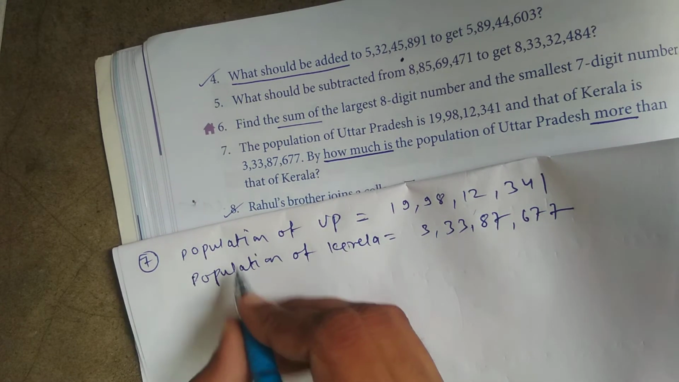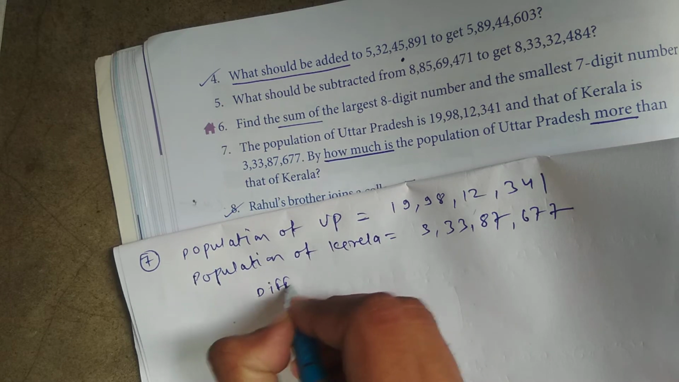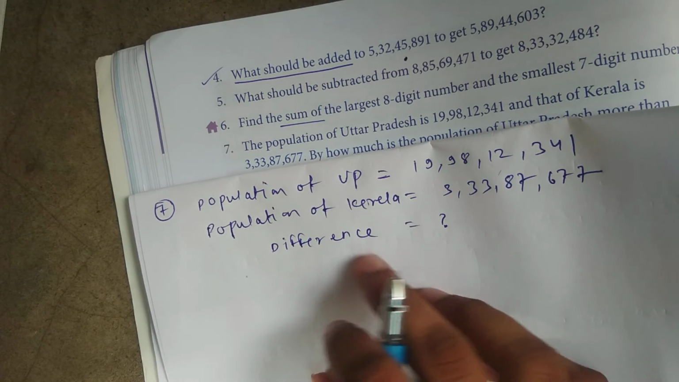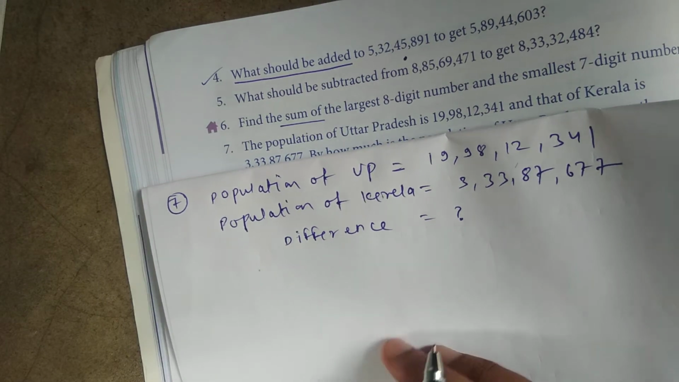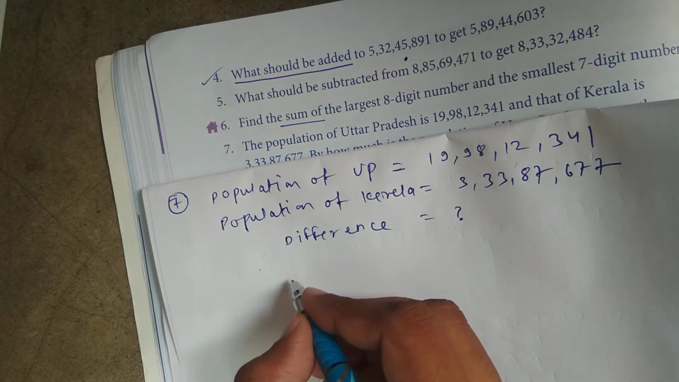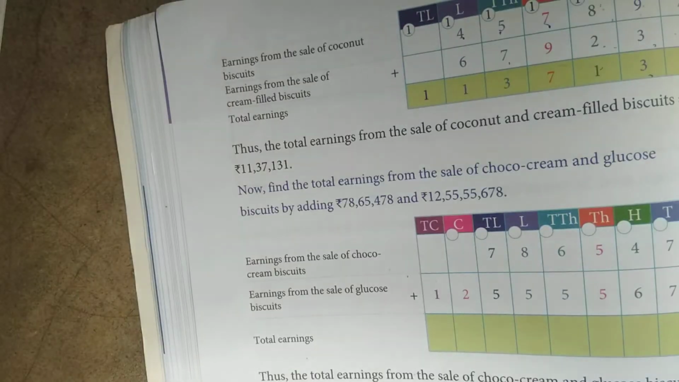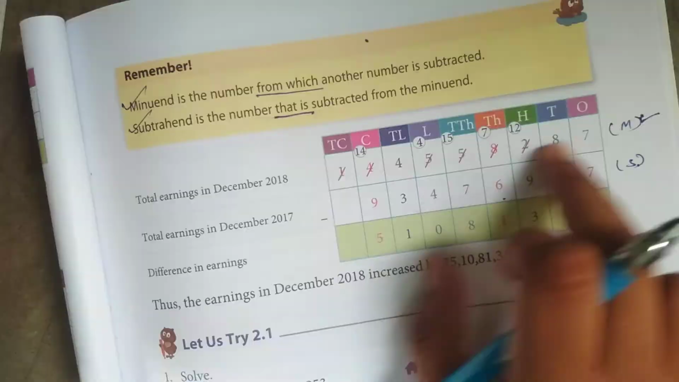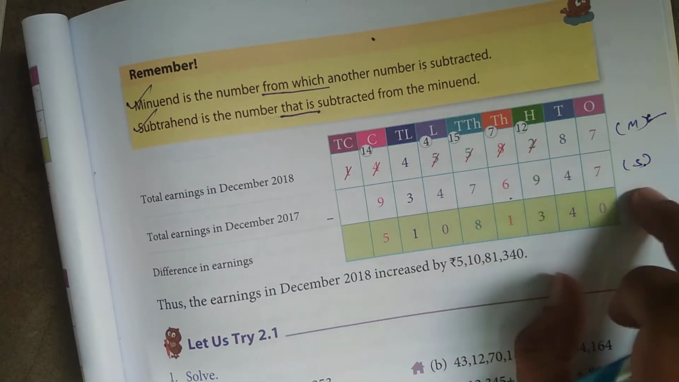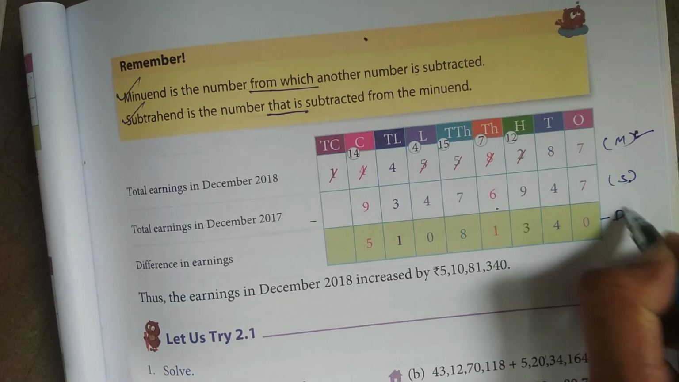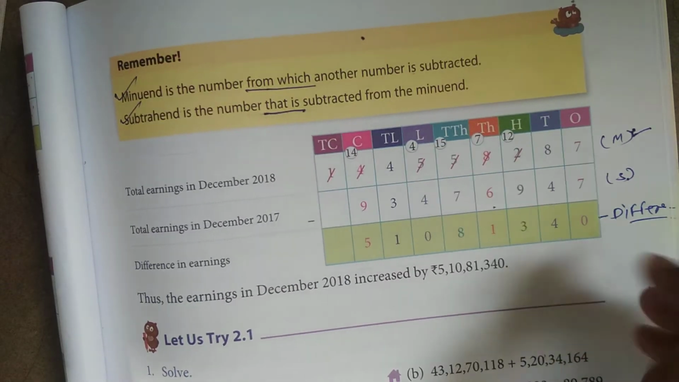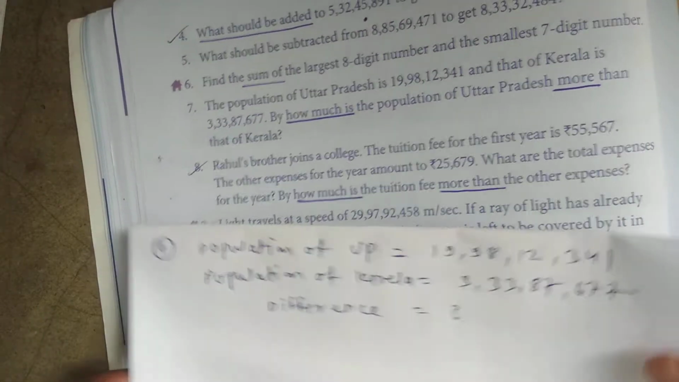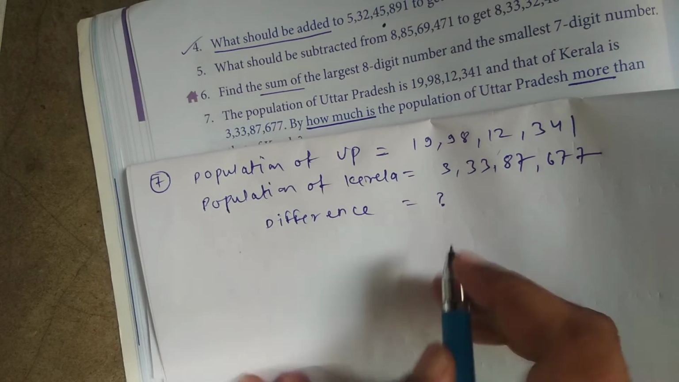Okay, we have to find their difference. What is difference? Difference is what we get after subtraction. Here you can see this is the minuend, the number from which we are subtracting. This is the subtrahend, and this is called the difference. So let's find the difference.